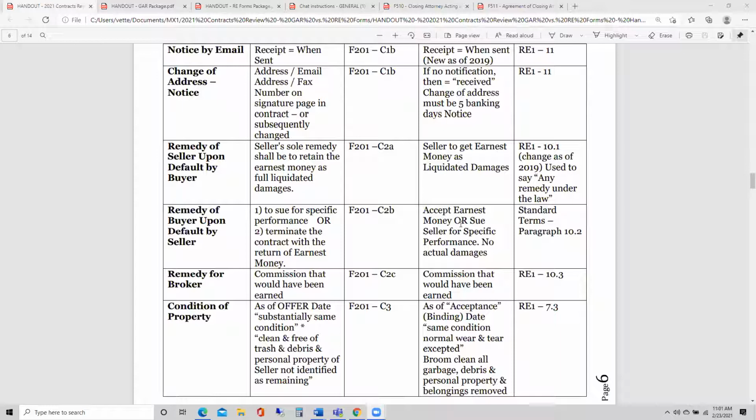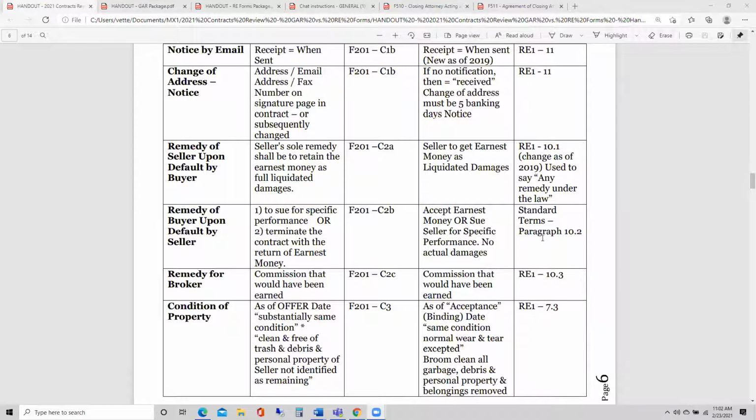Same thing in the RE forms. If the buyer defaults under the RE forms, the seller gets the earnest money as liquidated damages. That's it. They can't sue them for anything. And if the seller defaults, same thing, buyer can get their earnest money back and go on and find another contract, or can sue for specific performance. If a buyer is going to sue for specific performance, they don't get their earnest money back because it depends on what the judge is going to rule.